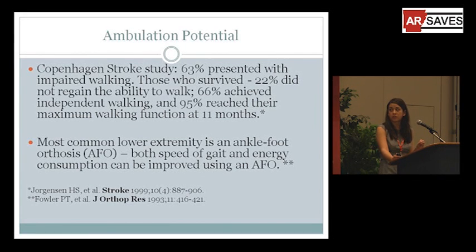The most common problem with ambulation after stroke is foot drop, or weakness of your ankle dorsiflexors, and so most of these patients did require some kind of orthotic or assistive device to help normalize their gait patterns. The most common equipment used after stroke was an ankle foot orthosis, or an AFO, to help prevent foot drop and toe drag and normalize their gait pattern.